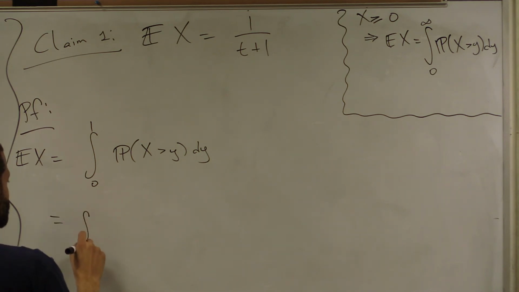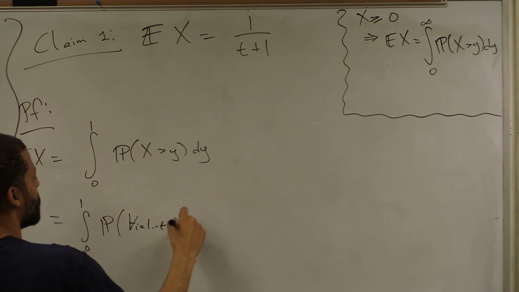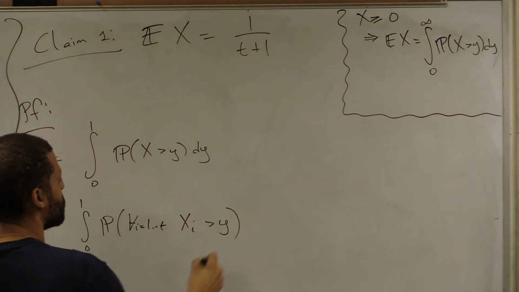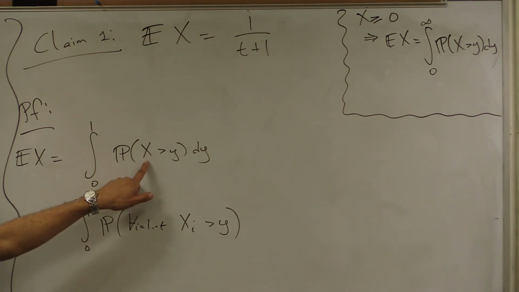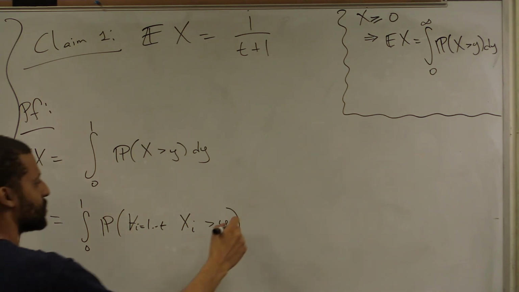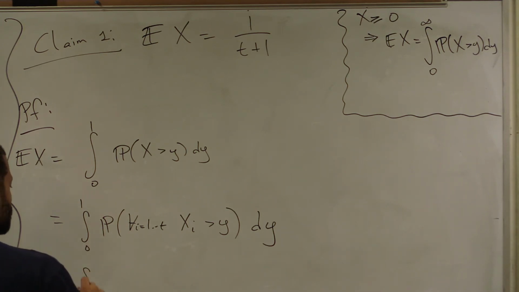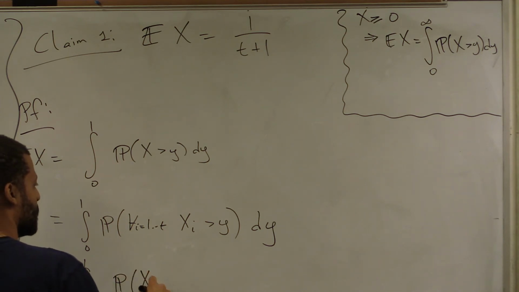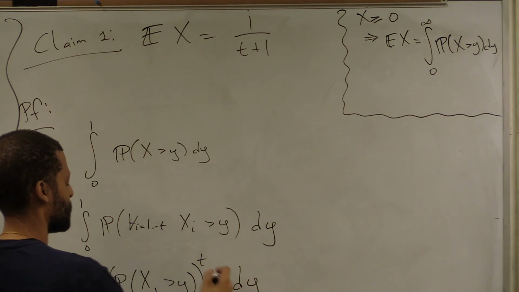This is equal to the integral from 0 to 1 of the probability that for all i going from 1 to t, xi is bigger than y, right? X is the min of all the xi's. So what does it mean that the min of all the xi's is bigger than y? It means all the xi's are bigger than y. And the xi's are independent random variables. So this is exactly equal to the integral from 0 to 1 of the probability that, say, x1 is bigger than y, raised to the tth power, dy, because they're independent.